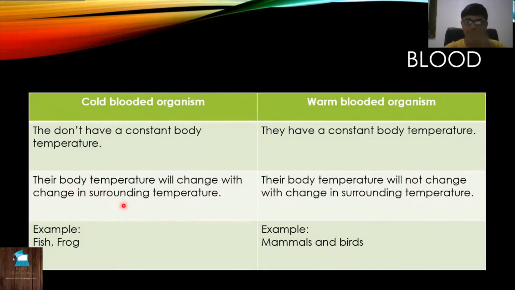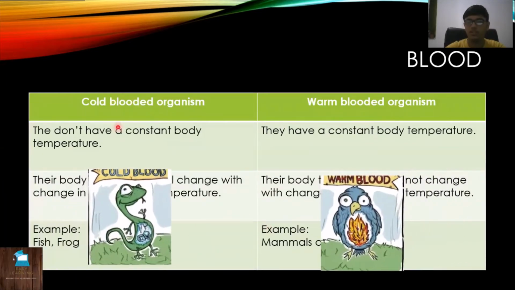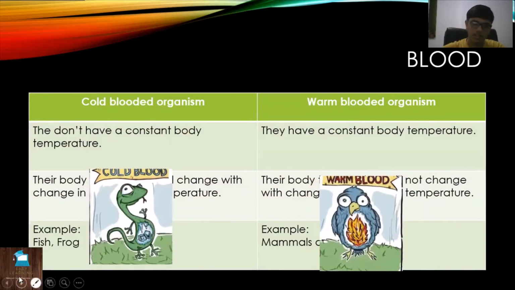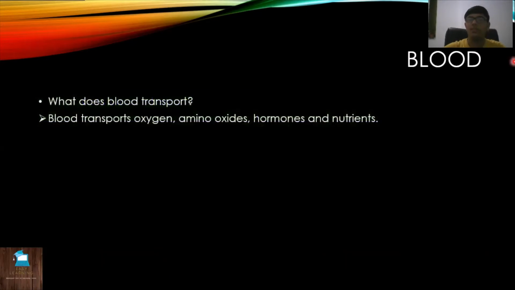In Antarctica, the atmospheric temperature is very cold, right? The climate is very cold, so it changes. Whereas for warm-blooded, it won't change regarding the surroundings. Examples are frog and fish for cold-blooded, and for warm-blooded, mammals and birds. You can see, those are the cold-blooded and warm-blooded.